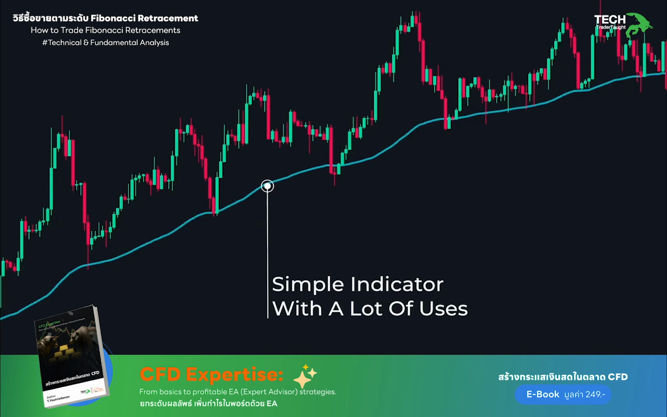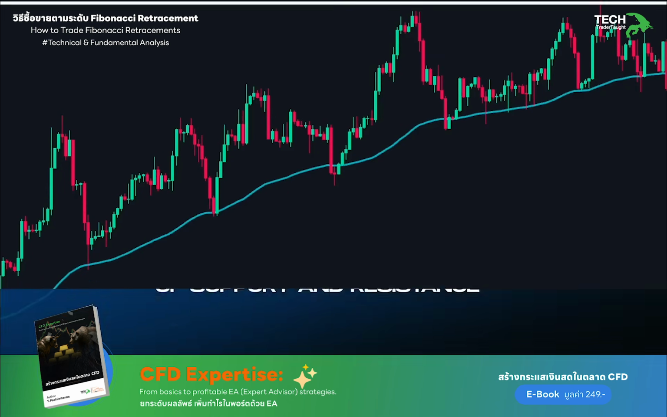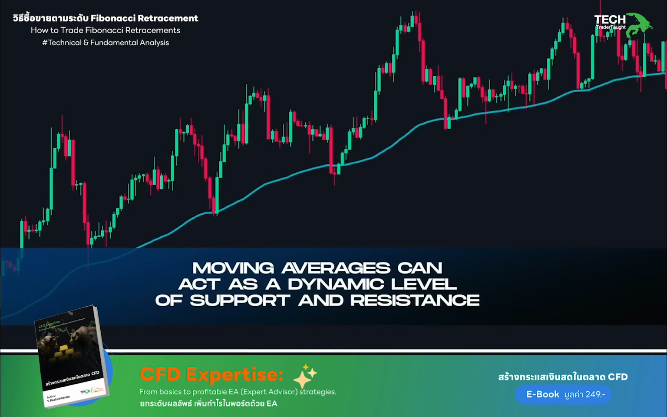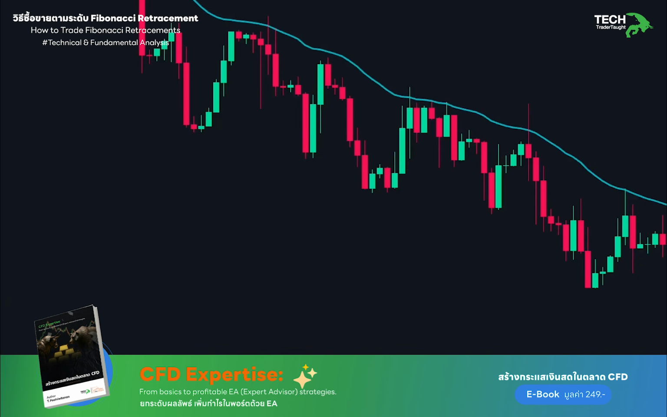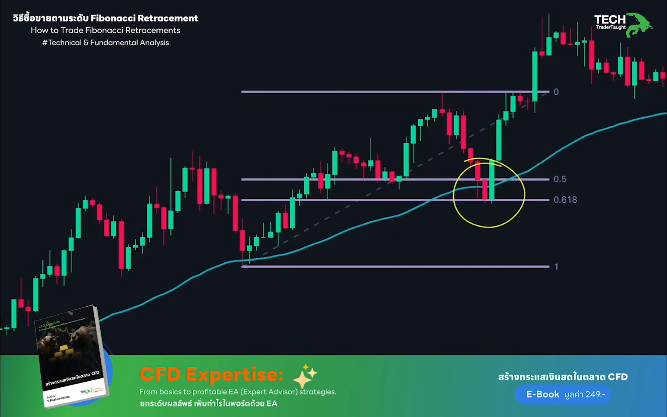Moving averages are a simple indicator with lots of different uses. One such use is that they can act as a dynamic level of support and resistance. When the price is in an uptrend, the moving average can act as a support for the price. Similarly, in a downtrend, the moving average can act as a resistance for the price. We will combine this use with the golden zone to spot high probability trades.